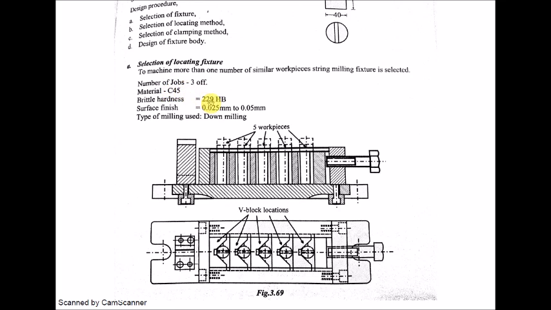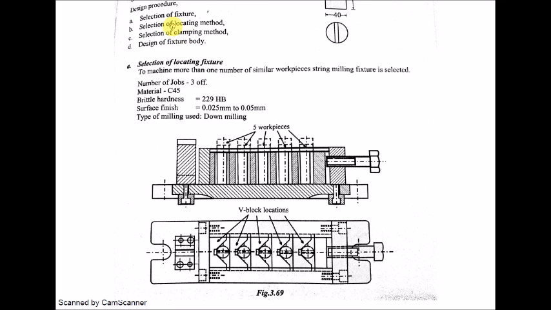So the number of jobs is 5, and you can select these things from the design data book. The material is C45. The hardness value can be selected, so it's 229 HB, and these things may be selected from the design data book. Surface finish may be assumed for the locating fixture, and the type of milling can be either down milling or up milling.